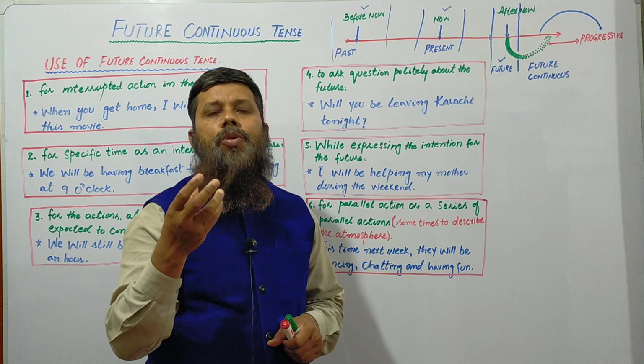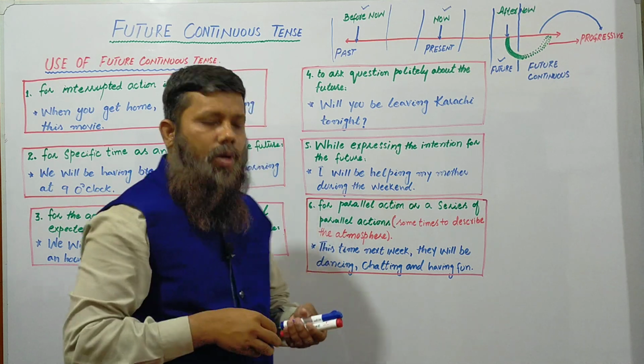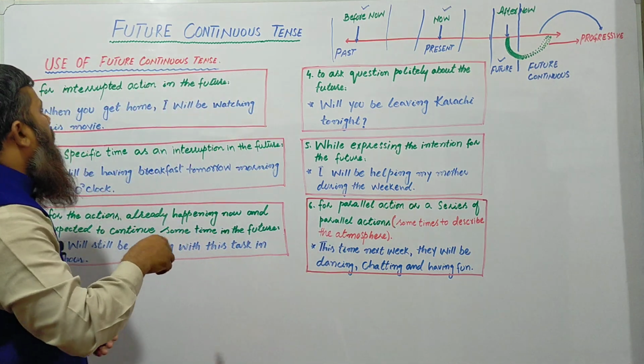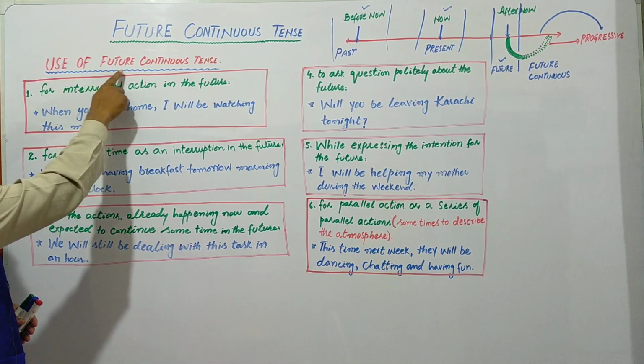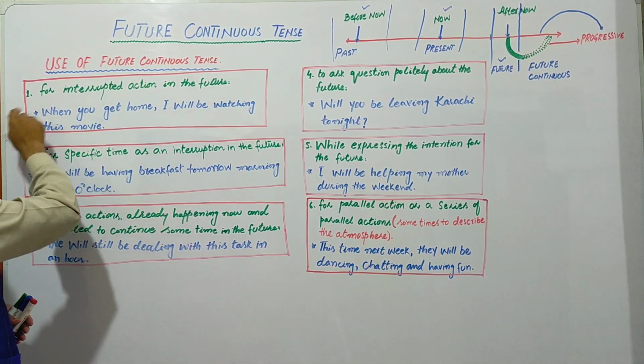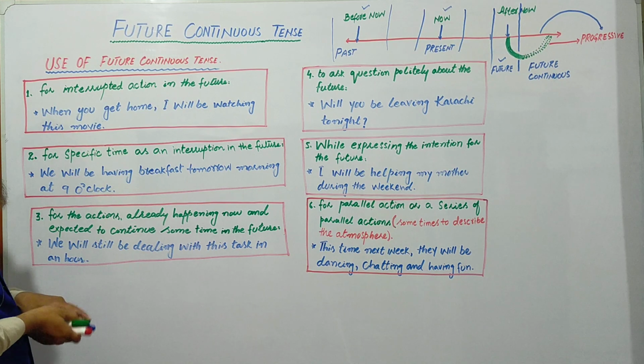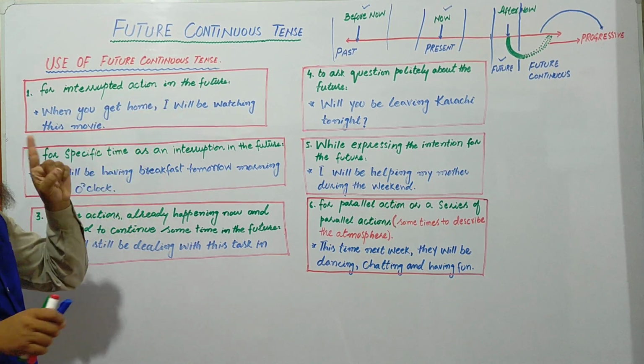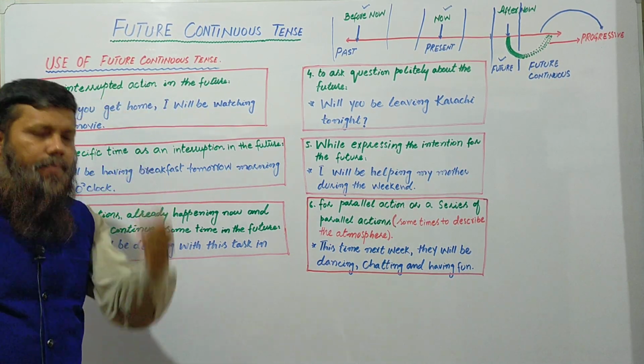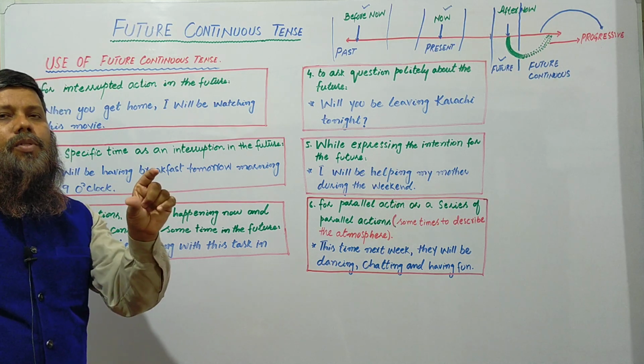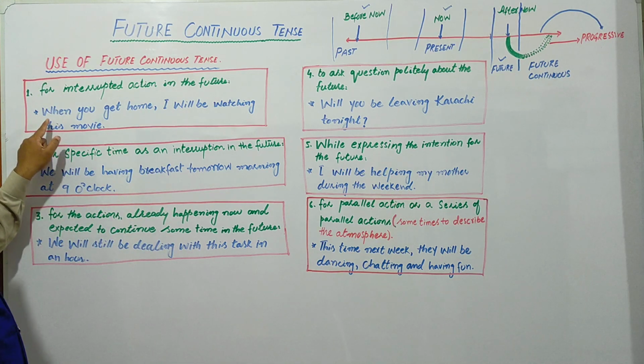Now come to here, when do we use future continuous tense? Look here one by one. Number one, use of future continuous tense: for interrupted action in the future. First use, interrupted action in the future. How? Look at the example.